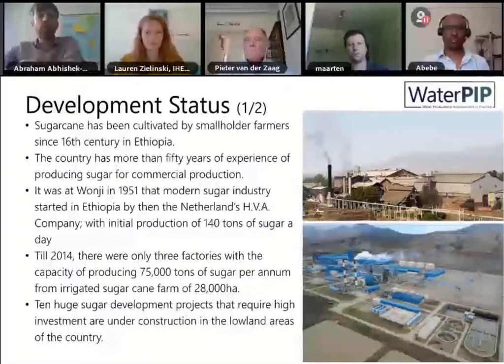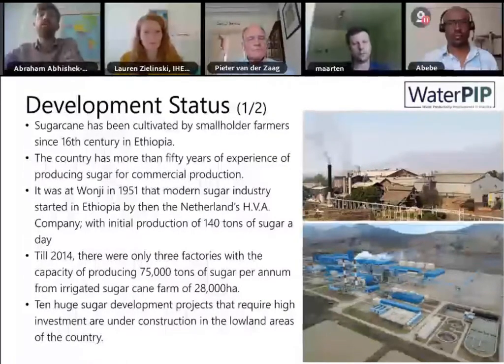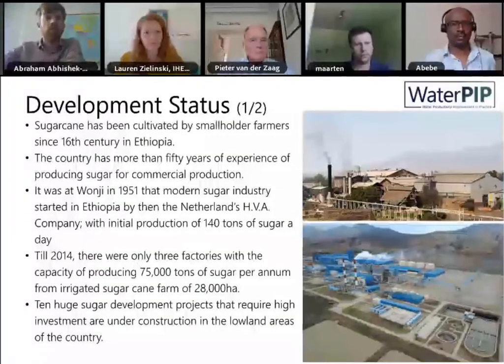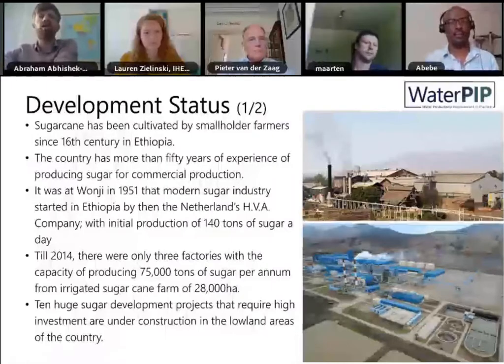In 2014, the status was that there were only three factories, and they were producing 75,000 tons of sugar per annum from a total of 28,000 hectares. I'll have numbers there a bit later.